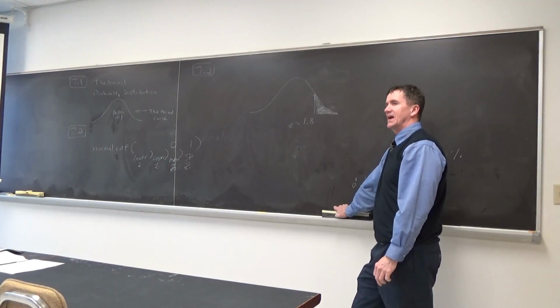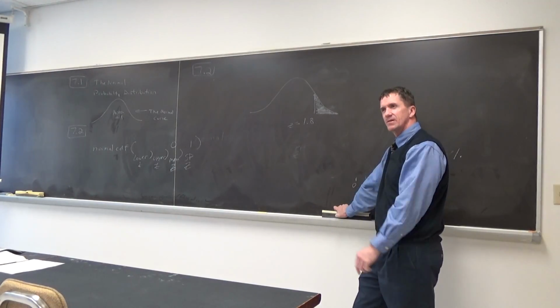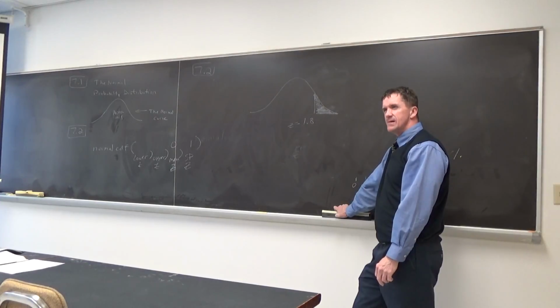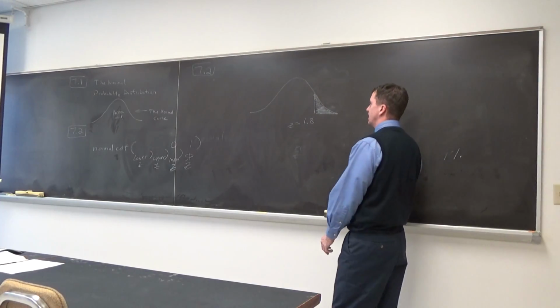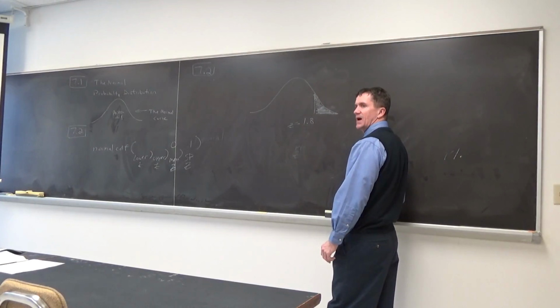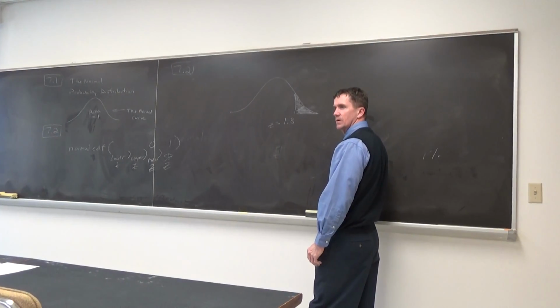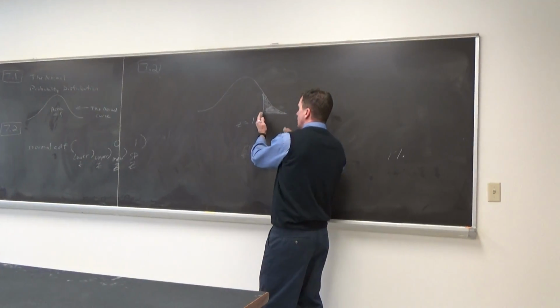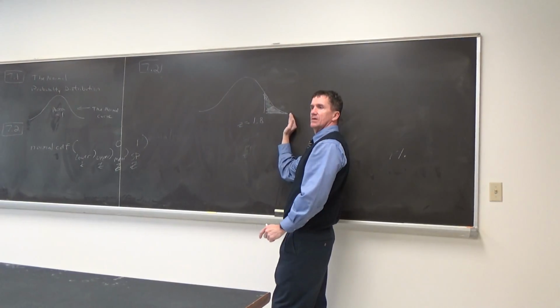The proportion of that bell curve shaded. I like to say that because we're thinking probability. Cool? All right. So, piece of cake. What's my lower z-score? 1.8.